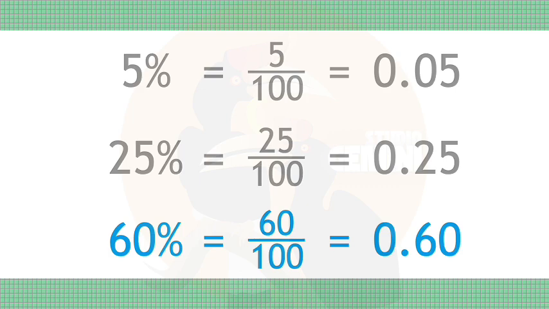We can actually write 0.60 a bit simpler as 0.6, since the 0 in the hundredths place doesn't actually change the value of the decimal. 60 hundredths and 6 tenths are equivalent decimals. Alright, now that we know how to write percents as decimals, let's work on finding the percent of a number, starting with calculating a tip.